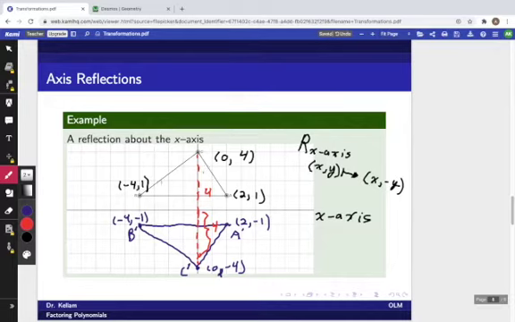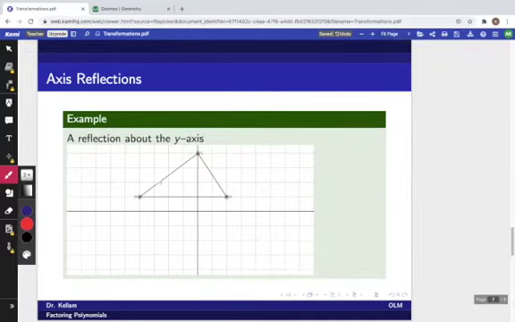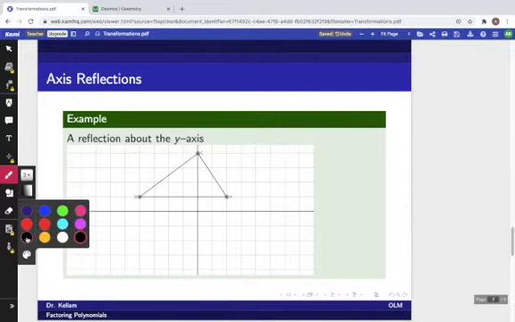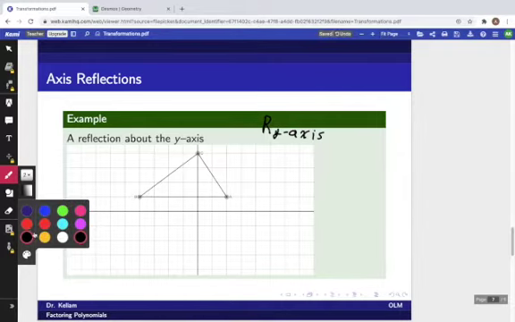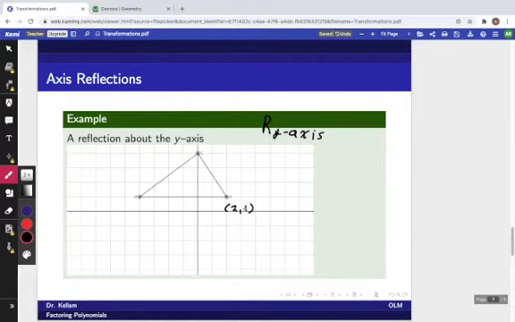Okay, now that's an x-axis reflection. We're going to look at the same shape, but it's going to be our y-axis reflection. This would be denoted as reflection y-axis. These three points are the exact same, so we already know that this is 2, 1, this is negative 4, 1, and this is 0, 4.